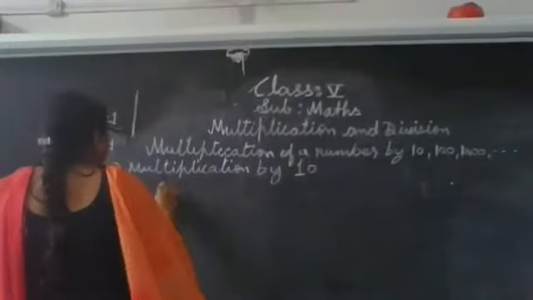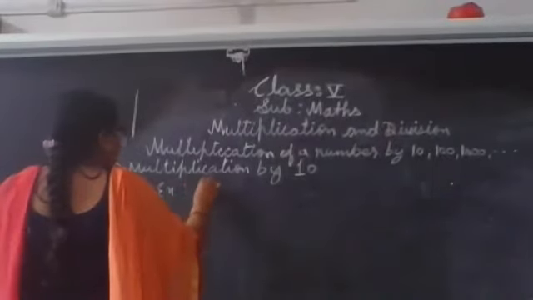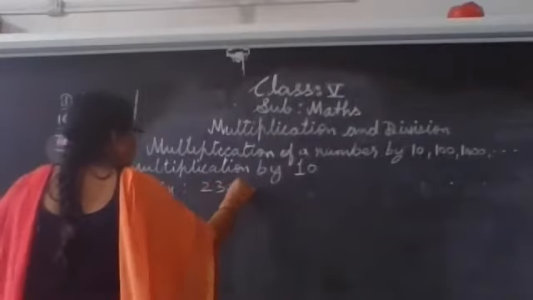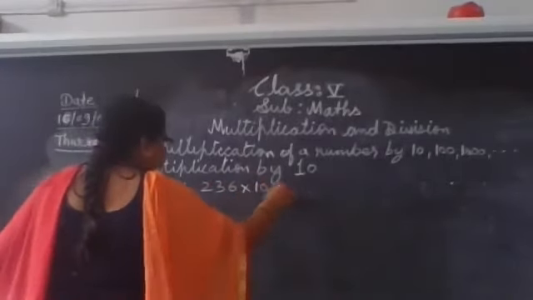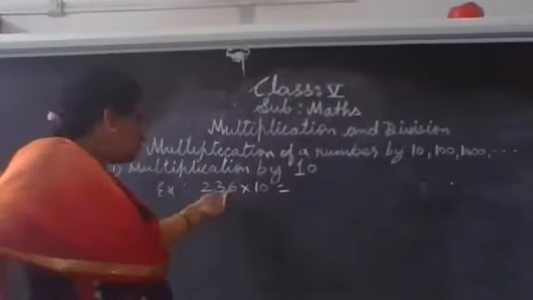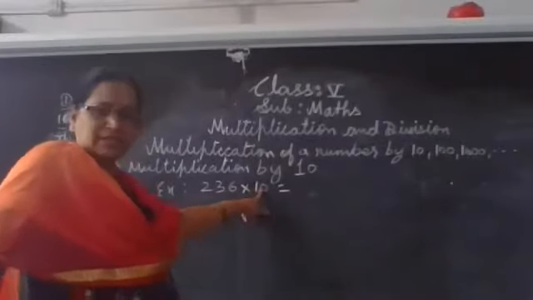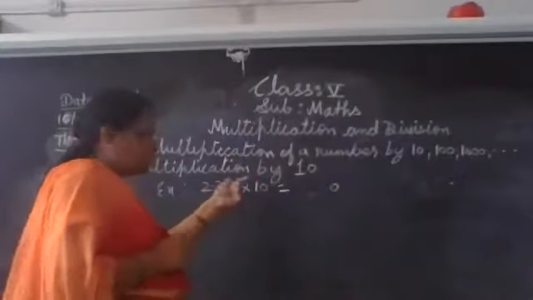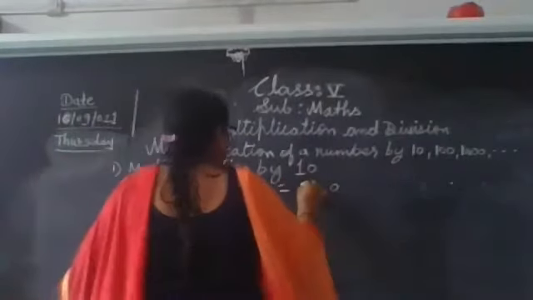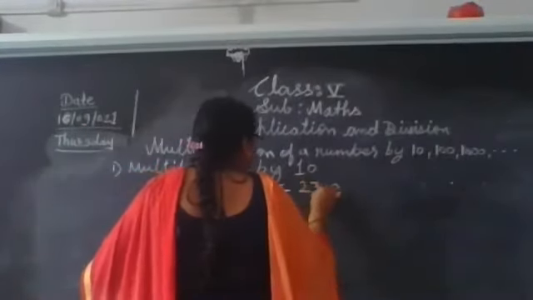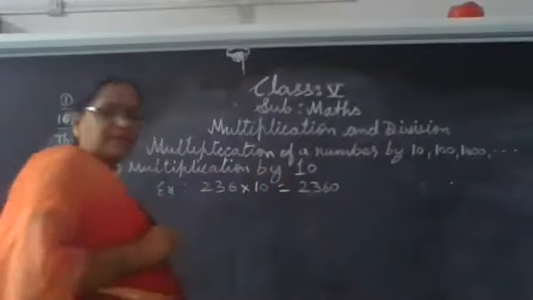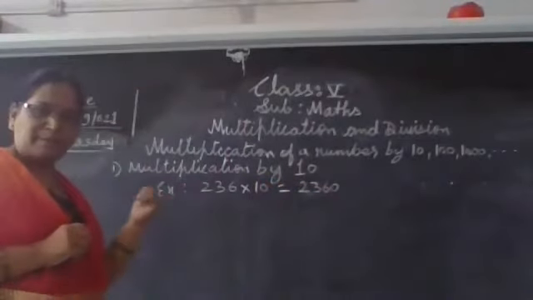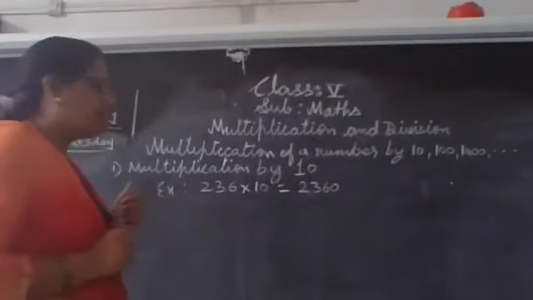For example, see beta, 36 multiplied by 10. Okay, so see, it has 1 zero. So we will write 0 first, then 36 times 1 is 36. Yesterday we have seen this property: if any number is multiplied by 1, we get the same number.